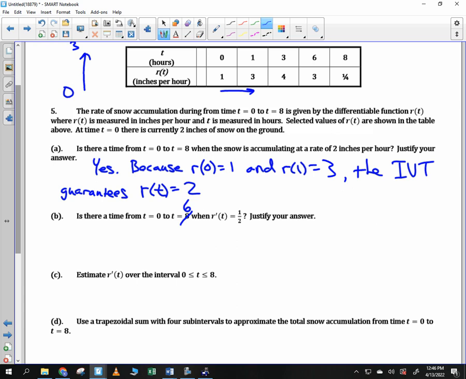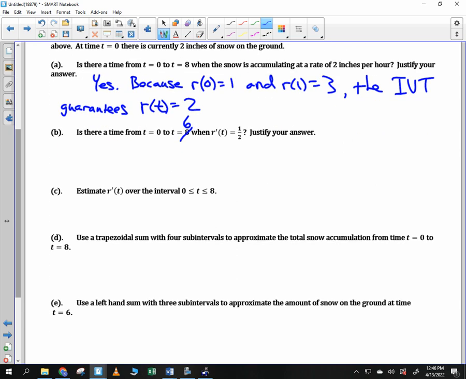Super important part, okay? Forget what it's called, you won't get the point. You will not get the justification. So this would be worth 1 point on the free response. And you would have to get the correct answer and the IVT justification. If you don't do it, it's wrong, okay?